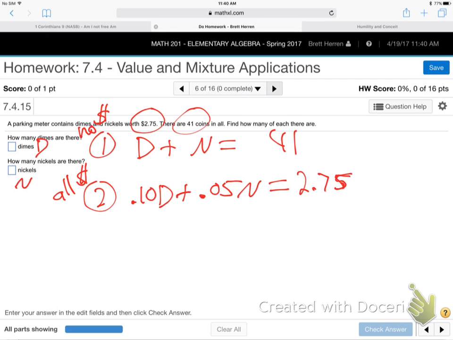Can you solve? You know what to do, right? Make those fronts opposites. Make those fronts opposites. There you go.